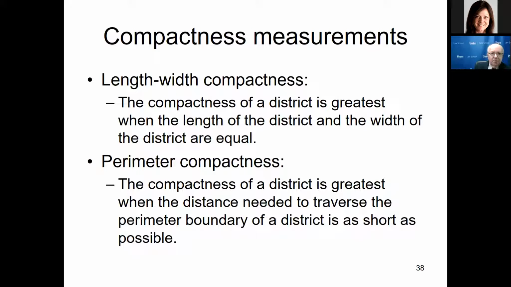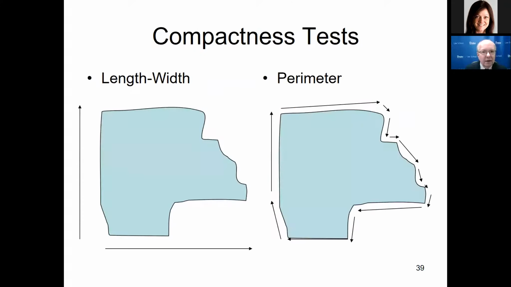The other standard is perimeter compactness. The code provides that the compactness of a district is greatest when the distance needed to traverse the perimeter boundary of a district is as short as possible. What perimeter compactness is trying to establish is, are these districts irregularly shaped? In effect, the commonly known notion: do they look like they're gerrymandered? And so if you have very smooth edges that are not jagged, those districts would have a lower perimeter compactness score, which would be what's preferred. Graphically, this is what the compactness tests are examining for both the length-width and perimeter compactness.